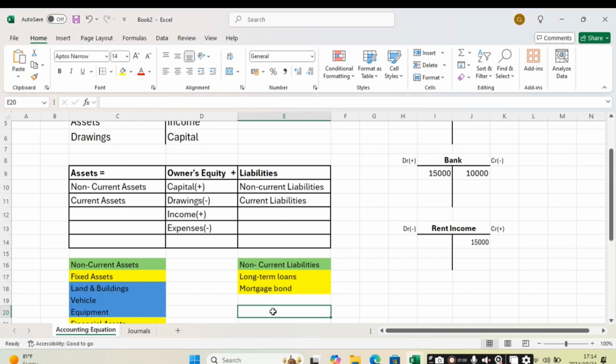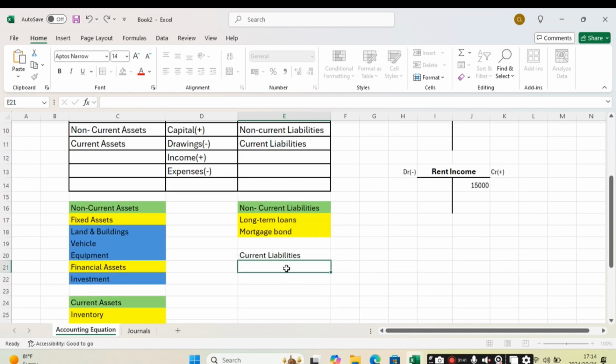And then we move on. We have our current liabilities. Current liabilities are liabilities which are payable from the time you borrow the money, or whatever you'll be borrowing, until a period of 1 year. So 1 year going down is current, and then non-current is 1 year going up.